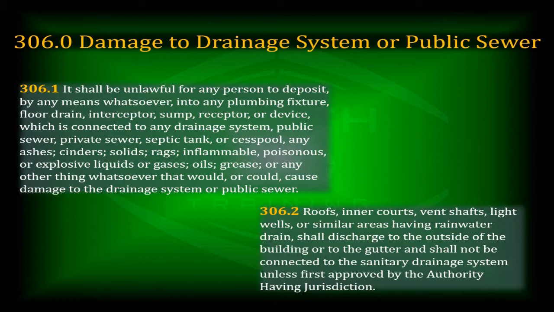306.2, roofs, inner courts, vent shafts, light wells, or similar areas having rainwater drain shall discharge to the outside of the building or to the gutter and shall not be connected to the sanitary drainage system unless first approved by the authority having jurisdiction. Very simple. Rainwater goes to gutters or outside the building, not to the sanitary drainage system unless the AHJ has approved it.